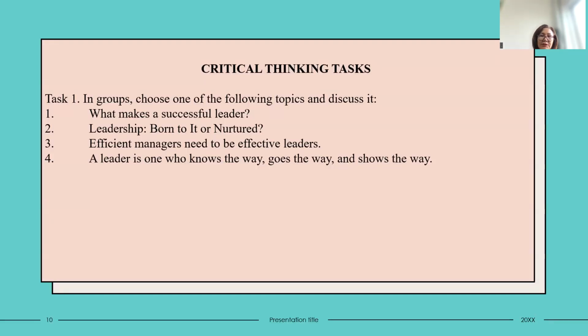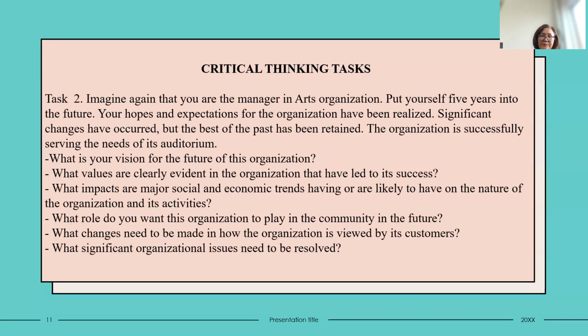So, critical thinking task, you need to prepare. Now, you have to choose one of the following topics and discuss with your group mates. What makes a successful leader? Leadership, born to it or nurtured? Efficient managers need to be effective leaders. A leader is one who knows the way, goes the way, and shows the way.